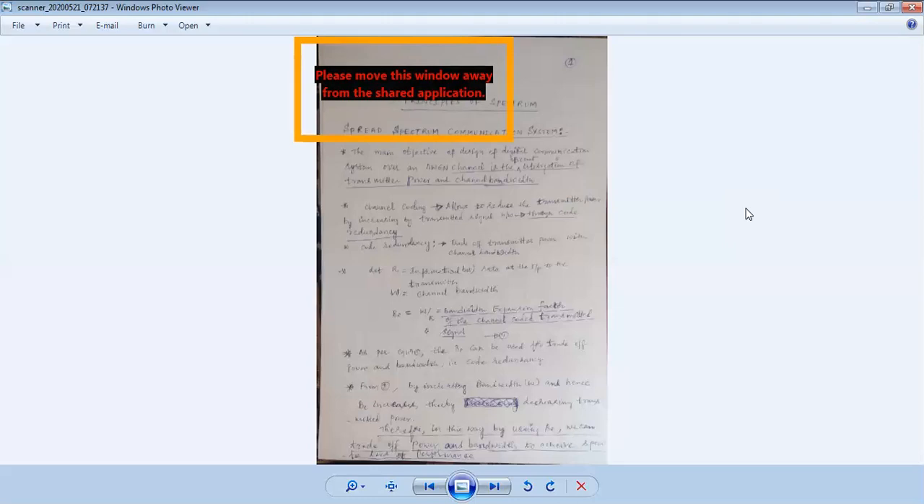When we come back to the third chapter, what we are told is that, from the digital communication point of view, or any communication point of view, we have to protect the information. Why do we need to protect it? When the information is passing through the channel, it will be affected by 3 parameters.